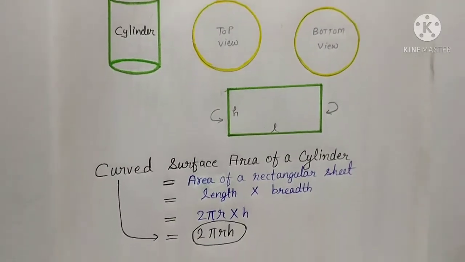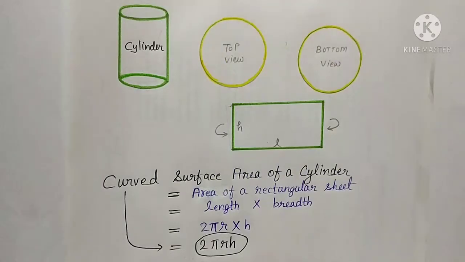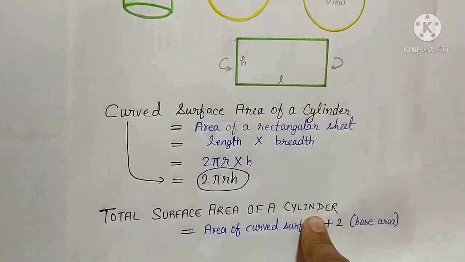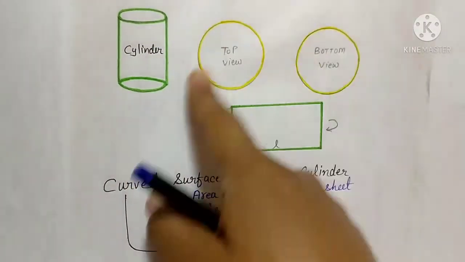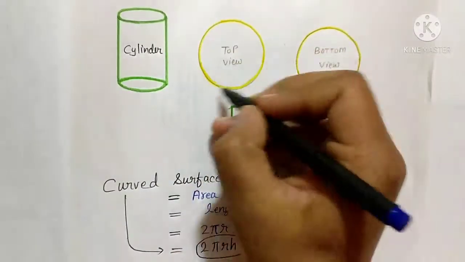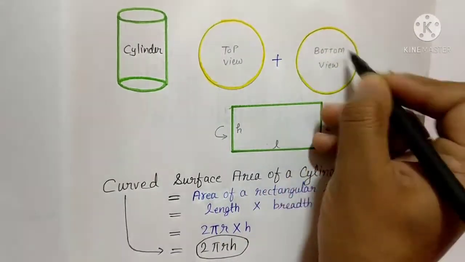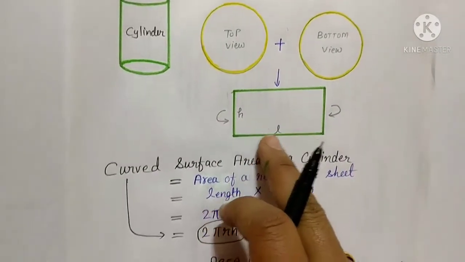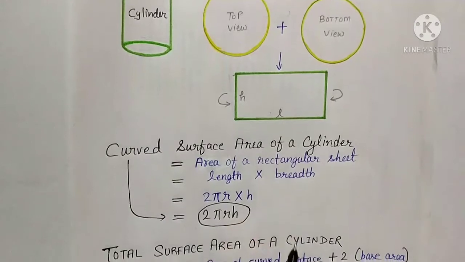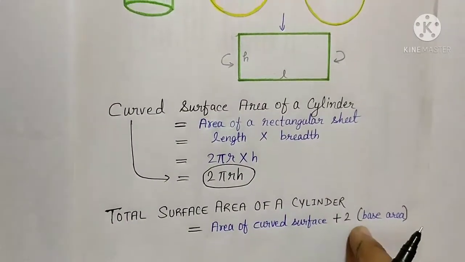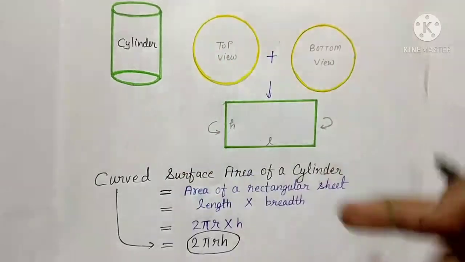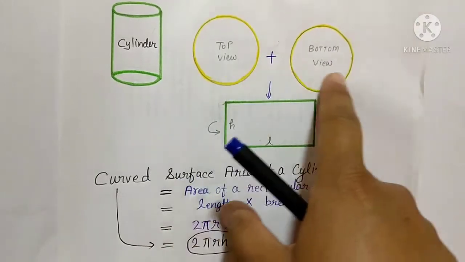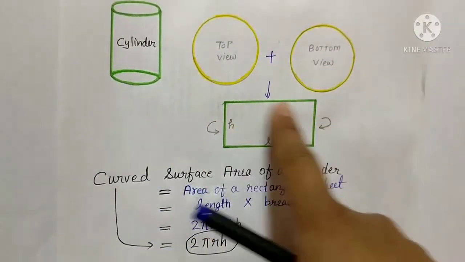Now we will talk about the total surface area. We will learn how to find the total surface area of a cylinder. In order to find the total, we have to add the top view, the bottom view, and the curved surface. The curved surface area of a cylinder we have already learned, that is 2 pi r h. So we write the curved surface area plus 2 base areas, or you can say the area of 2 circles.